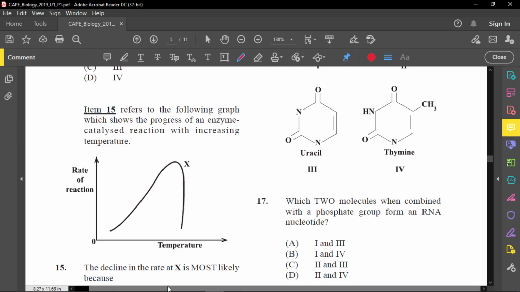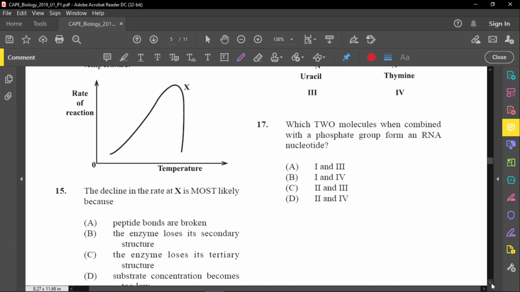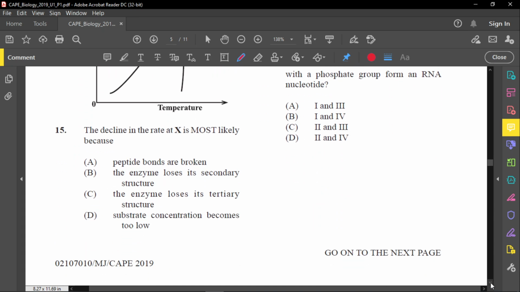So let's talk about what is happening here. It says the decline in the rate at X is most likely because of what? We know it's because the enzyme is denatured, but what will cause the enzyme to denature? That's the first thing we need to figure out right here, right? The first option says the peptide bonds are broken. That is not denaturing necessarily. Well, the structure is actually changing if the peptide bonds are broken. But there's something specific we need to figure out. Let's just hold on a bit.